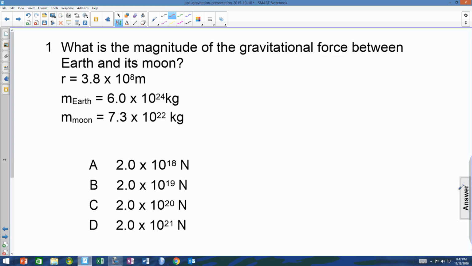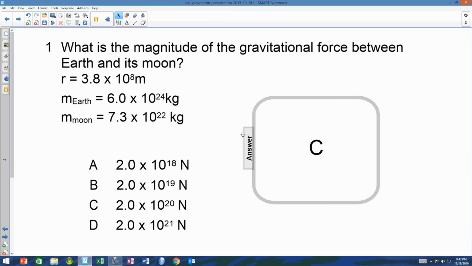Okay, so let's go ahead and take a look at the answer. The correct answer is C. You should have used F equals G m1 m2 over r squared. G again is 6.67 times 10 to the negative 11 Newton meters squared per kilogram squared.